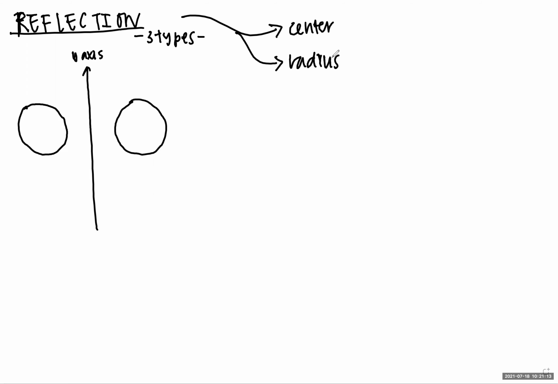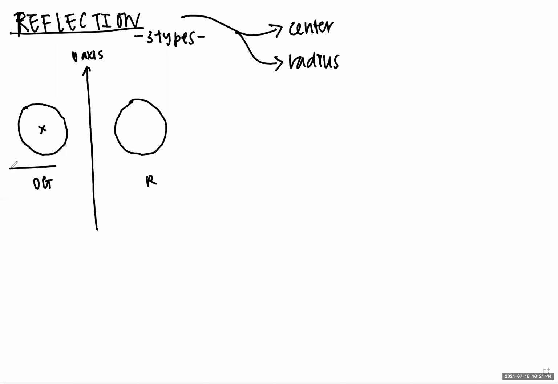Let me ask you, if let's say the circle is being reflected, will the center change? So this is the original, this is the OG, and this is the reflected. Will the center change, or will it still be the same as the OG? You say the same. So let's say here, what is the center here?